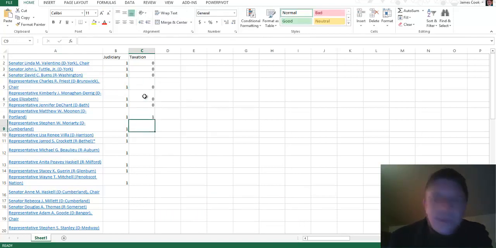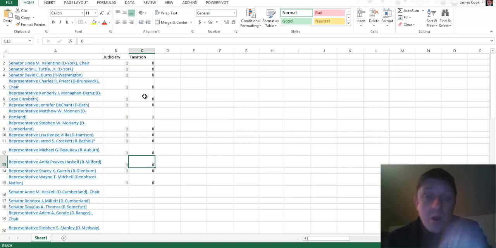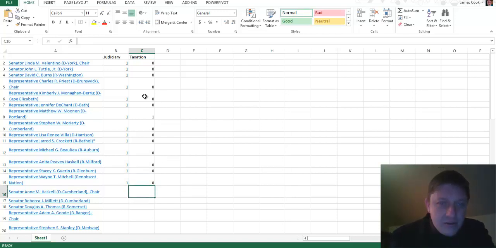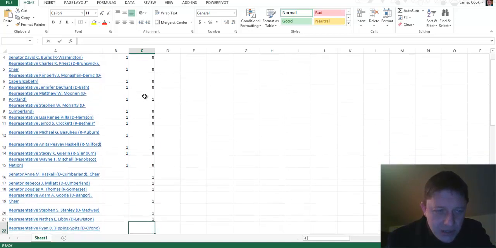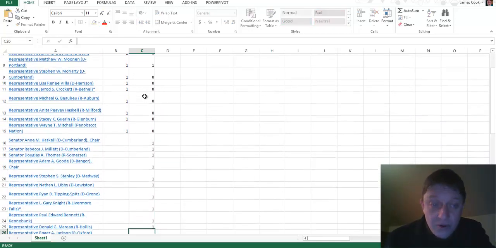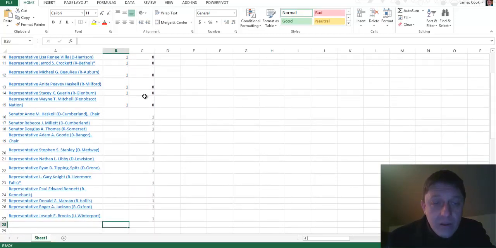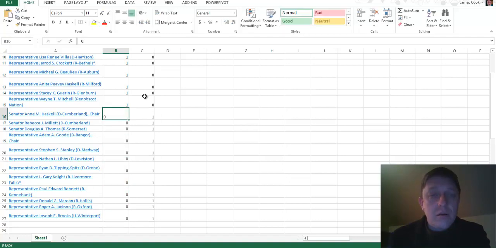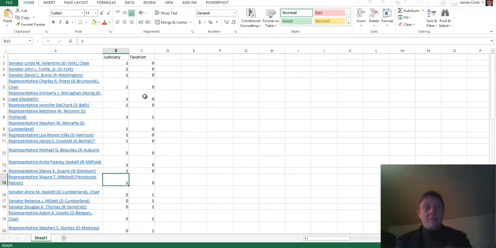So I know that all of these individuals who are on Judiciary, with the exception of Matthew Moonen, are not on Taxation. And I know that the individuals who are on Taxation listed below, again with the exception of Matthew Moonen, were all on Taxation and none of them were on the Judiciary Committee. Wonderful. Now what do I have? I have a 2-mode network. Lovely. I have the first part of my homework done.